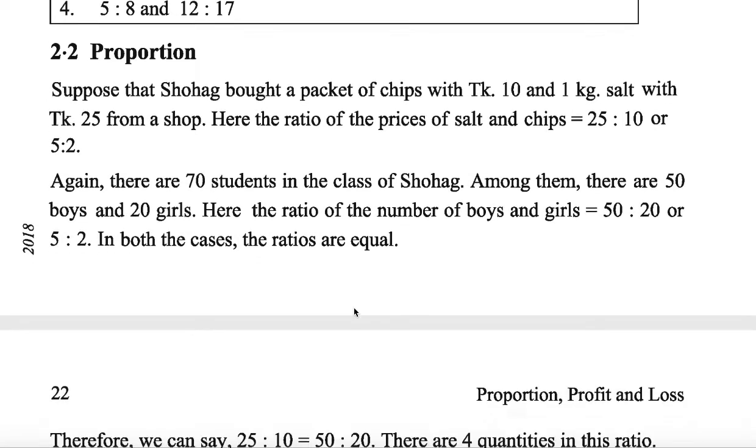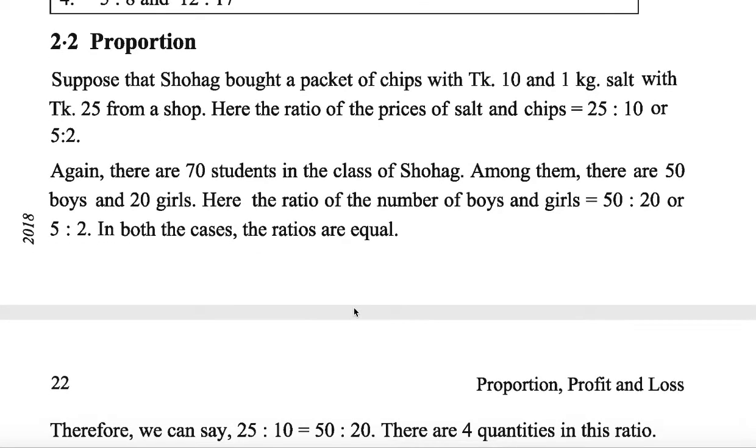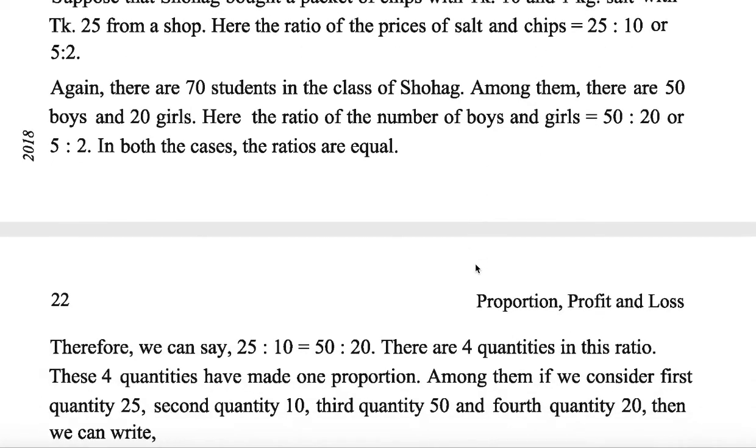Suppose that Shohag brought a packet of chips with TK10 and 1 kg salt with TK25 from the shop. Here the ratio of prices of the salt and chips. Which one comes first? Salt. So 25 is to 10. Or see, there is a common multiple among them, that is 5. So 5 is to 2. Again, there are 70 students in the class of Shohag. Among them, there are 50 boys and 20 girls. Here the ratio of the number of boys to girls is 50 is to 20, or 5 is to 2 simply.